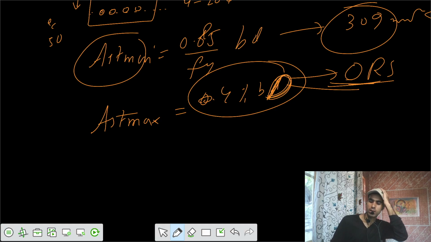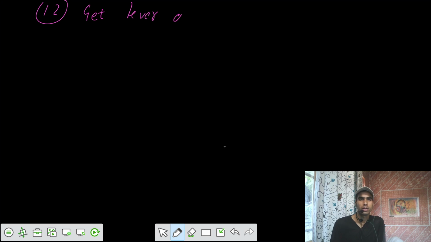Okay, let's go for problem number 9 to 12. This one is an easy problem, problem number 12. It's saying you only need to get the lever arm, that is Z. Lever arm Z is D minus 0.42 XU.